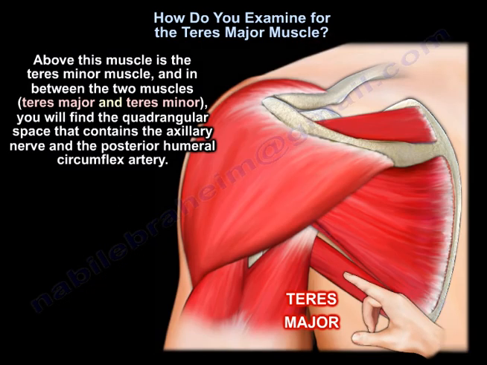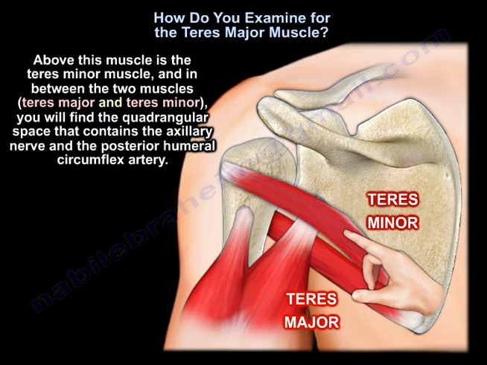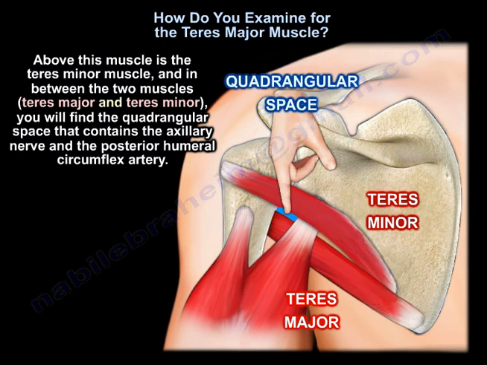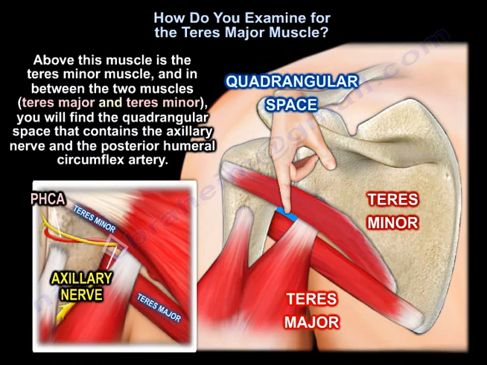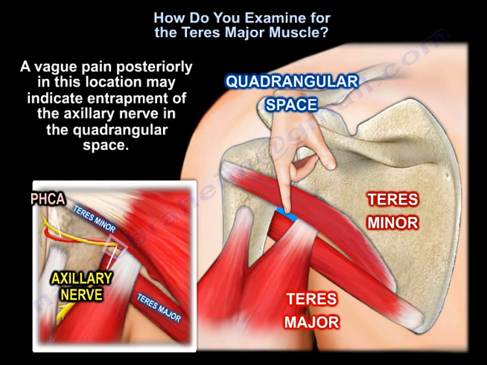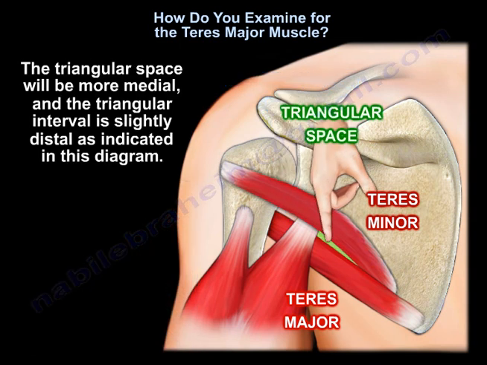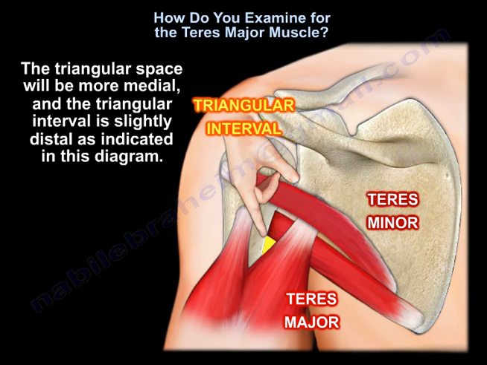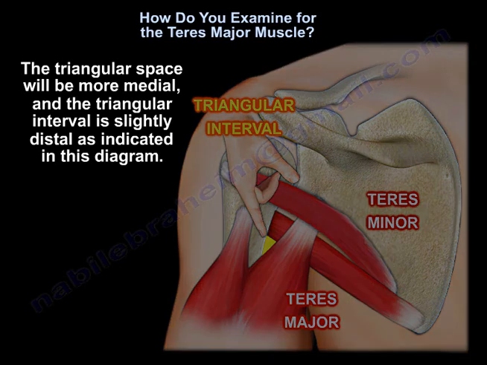Above this muscle is the teres minor muscle, and in between the two muscles, the teres major and the teres minor, you will find the quadrangular space that contains the axillary nerve and the posterior humeral circumflex artery. A vague pain posteriorly in this location may indicate entrapment of the axillary nerve in the quadrangular space. The triangular space will be more medial, and the triangular interval is slightly distal, as indicated in this diagram.